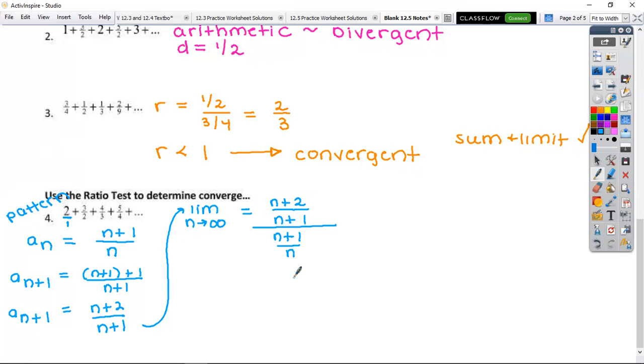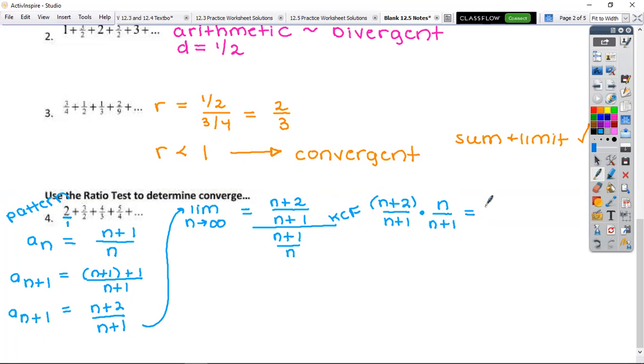And now you're going to continue. So these are your fractions, obviously. So you're going to do keep, change, flip, and see if anything simplifies. If it doesn't, then you're just going to multiply this out, and you're going to take your limits to find the r value. So I'm going to do n plus 2 over n plus 1, and then times, flip it, n over n plus 1. Does anything cancel? Unfortunately not. So I'm going to multiply these out, and then we're going to do your limit.